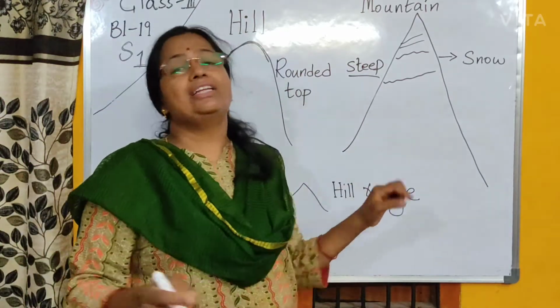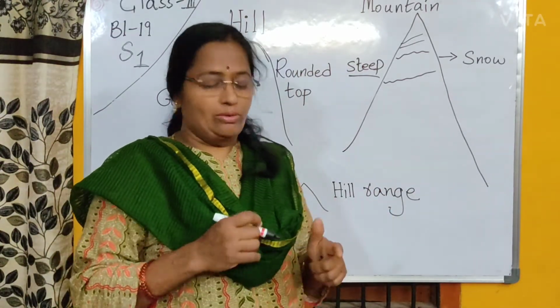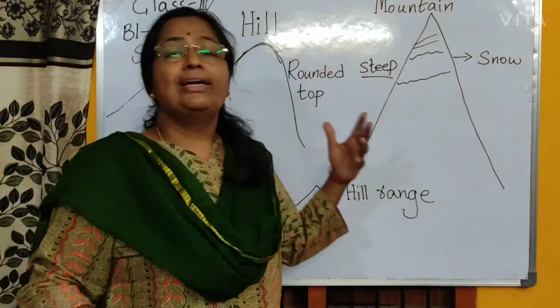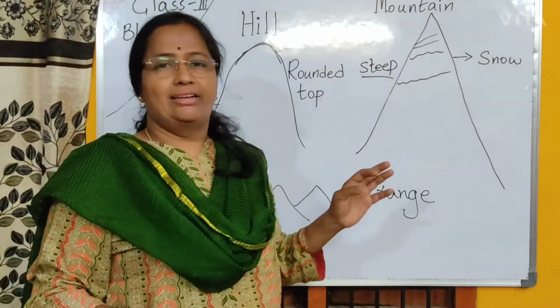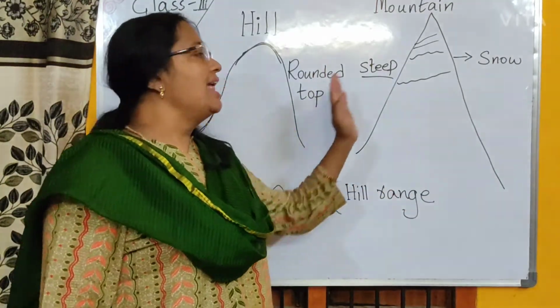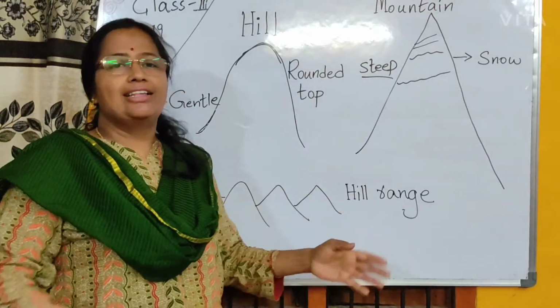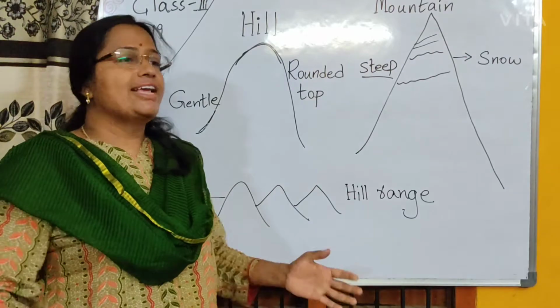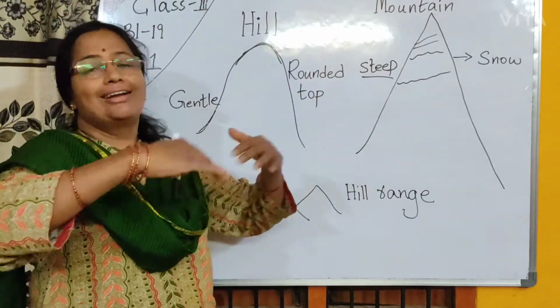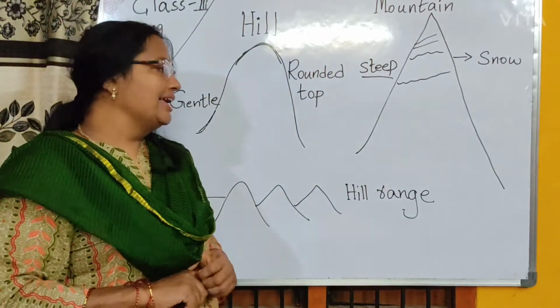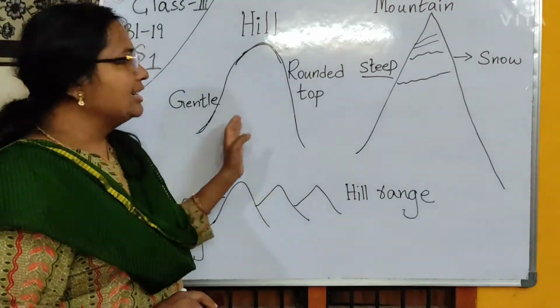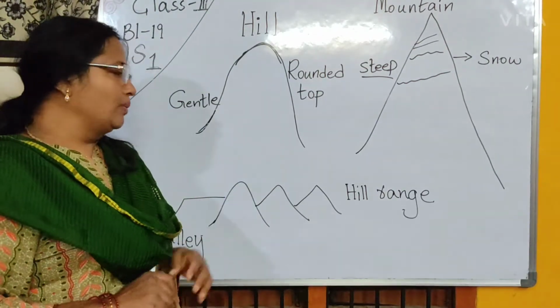Now let us discuss what is the same between hills and mountains. Right? So what is the same between a hill and a mountain? Both hill and mountain are higher and taller than the surrounding areas. We can see the hill is taller and higher than the surrounding areas. Right? So that is what is the same between a hill and a mountain.